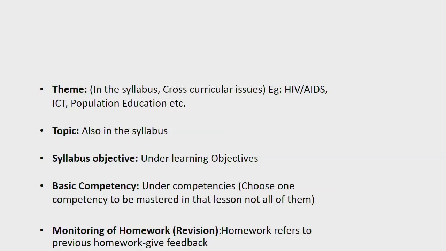And then we have the syllabus objectives and the basic competencies. All these are also coming from the syllabus. The syllabus objectives are under learning objectives. The basic competencies are under competencies. Now for basic competencies, you should only choose one competency that you are going to master in that lesson. Do not write all the competencies, because you cannot master 10 competencies in one lesson. You only choose one competency that you want the learners to master in that single lesson.